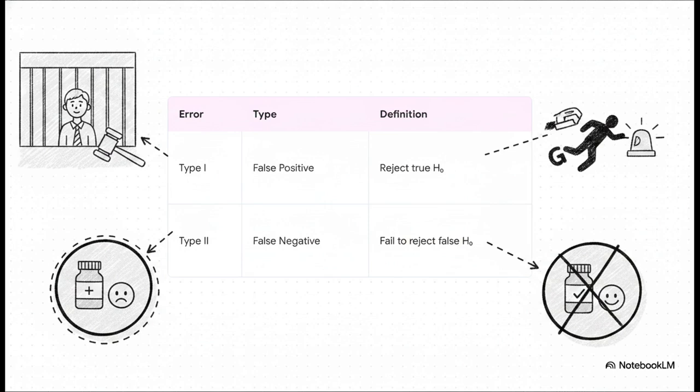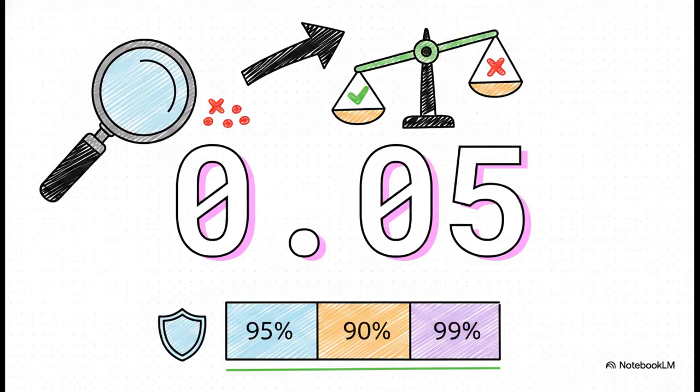The second is a type 2 error, a false negative. This is when we fail to reject a false null hypothesis. It's like letting a guilty person walk free, or concluding a highly effective medicine doesn't work when it actually does. The absolutely crucial point here is that we have to control these risks, particularly that type 1 error, the false positive. To do this, we set what's called a significance level, or alpha.